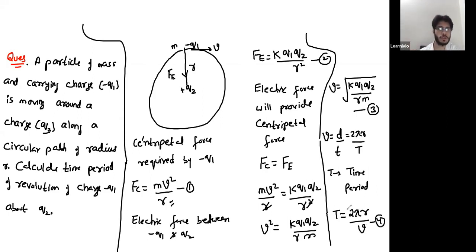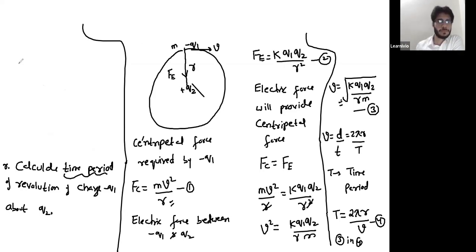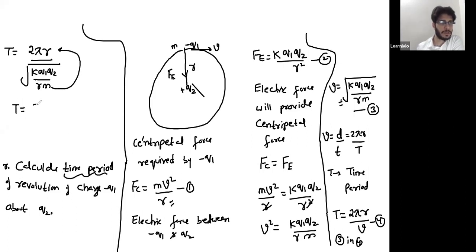That's equation number 4. In this numerical, you are supposed to calculate the time period, which comes out to be 2 pi r by v. You have the value of v from equation number 3. Just substitute 3 into 4. T will be 2 pi r over v, where v is root over K Q1 Q2 over m r. You can simply take this root over m r into the numerator. So that's T equals 2 pi r root over m r by K Q1 Q2.